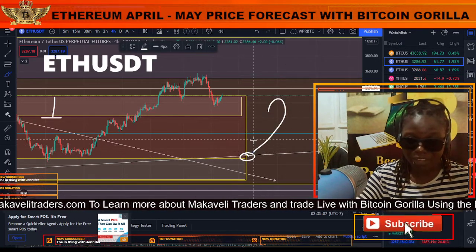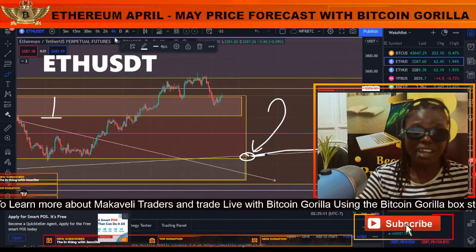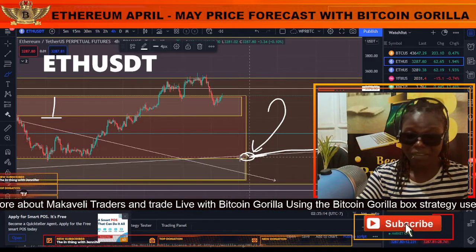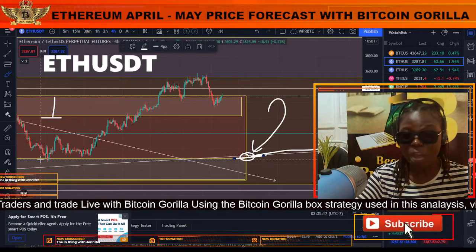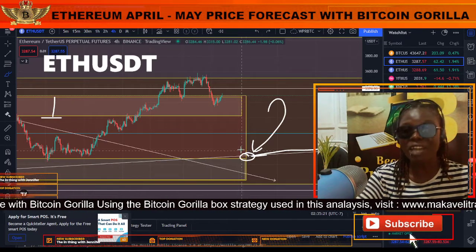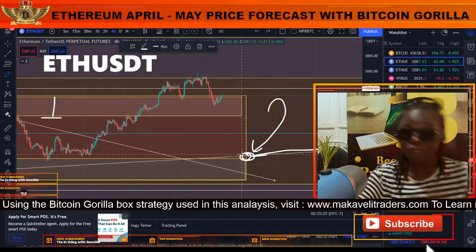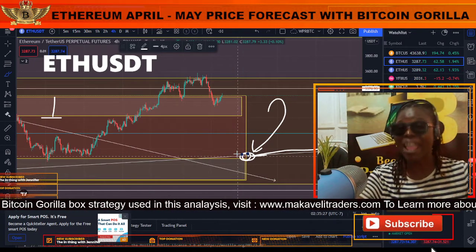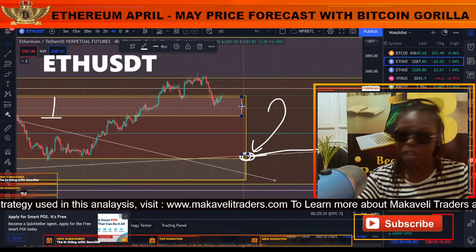This line is a line I drew on the weekly. And there's no coincidence. It is also coinciding with our box. So our box is calling that point an area of importance if it turns out to be a fake out. So it's a warning ahead of time. I already know, if I see this, I know to get out of the market.